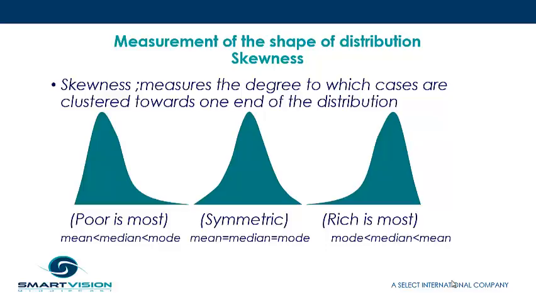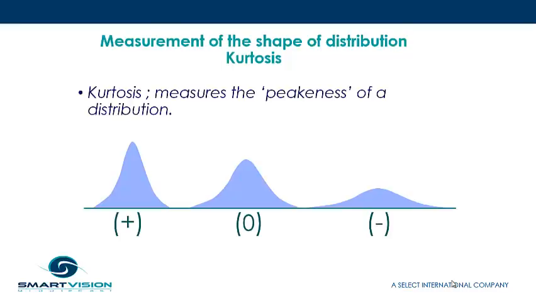The other measure is kurtosis, which measures the peakedness of a distribution. If it has a zero value, this indicates that data values have the same distance between each other. If it's a positive value, this indicates that data values are very close to each other and to the mean. But if it has a negative value, this indicates that data values are far from each other and from the mean.